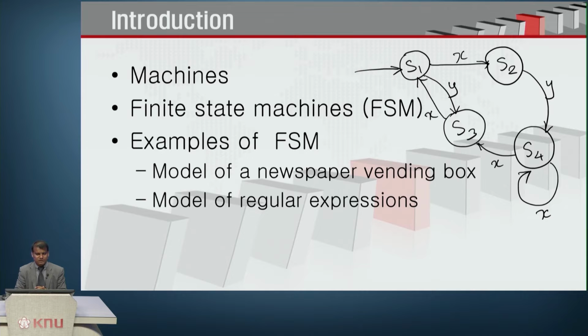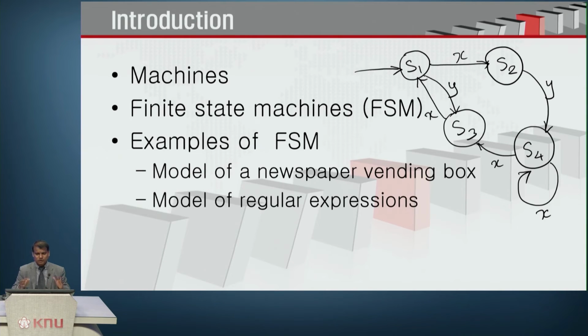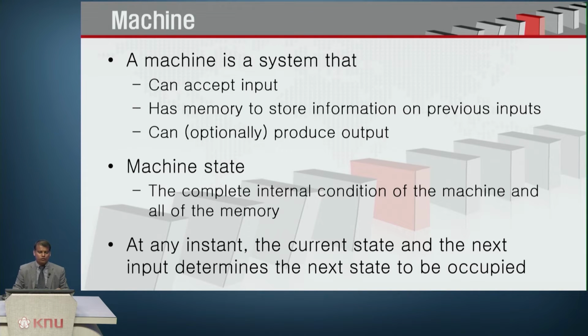Or in other words, it all depends upon the input that you are getting as well as factors like x and y. In any instance, the current state and the next input, whatever input you get in the current state, determines the next state that is going to be occupied, as I told you. So it depends upon your x that is being given to S2, and based on that you are going to S4. And again, while you are in S4, it determines another factor on how we are going to transit to the next state to be occupied.